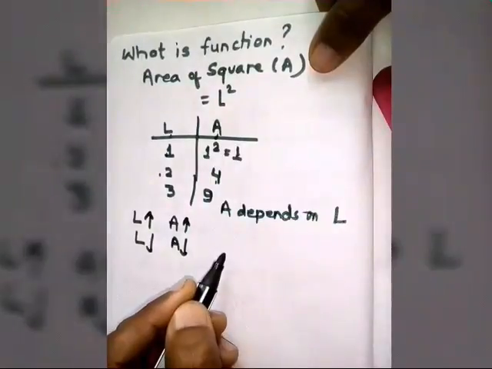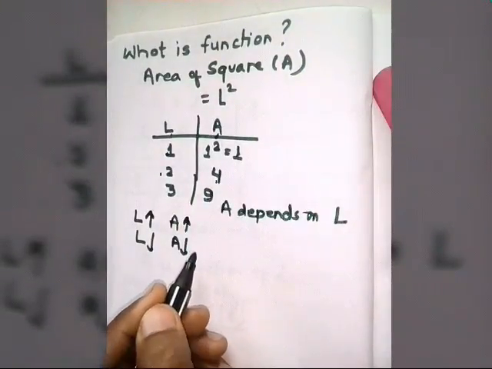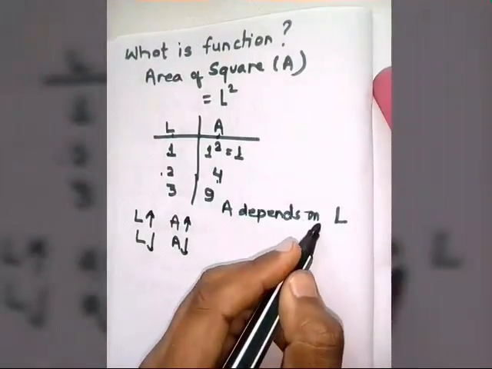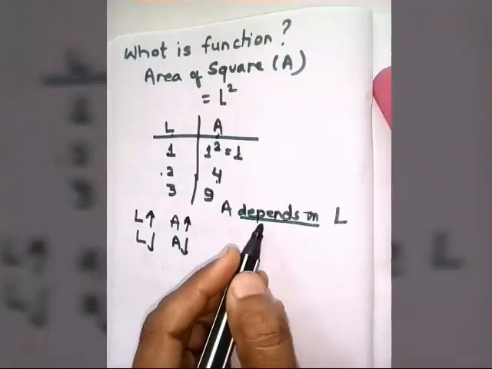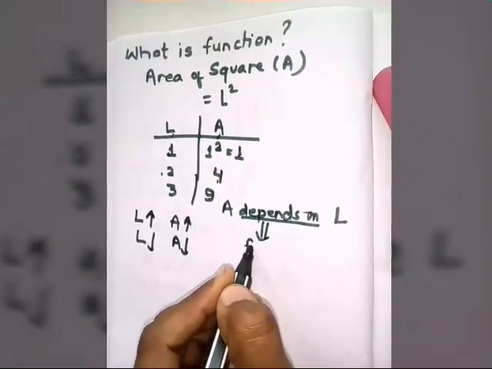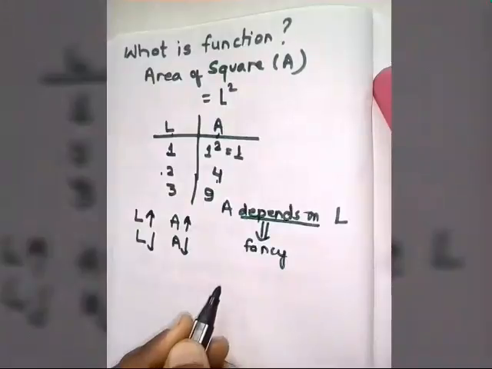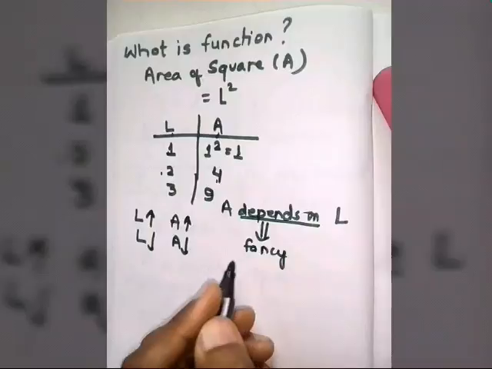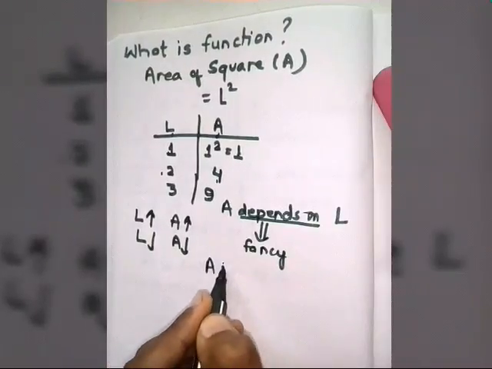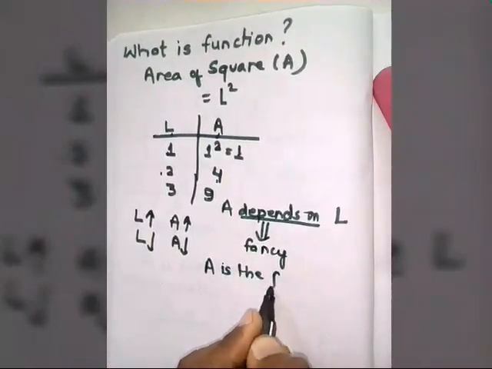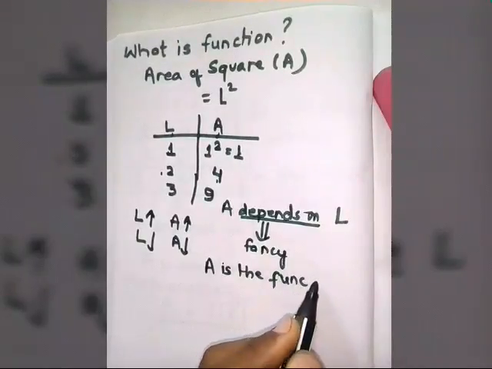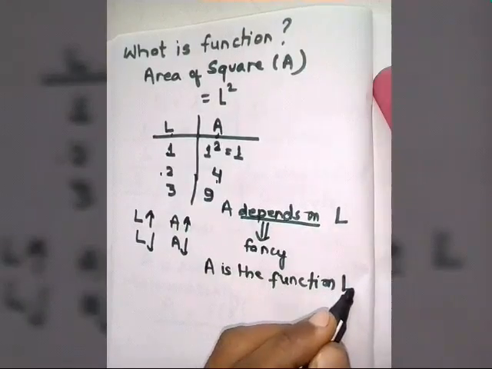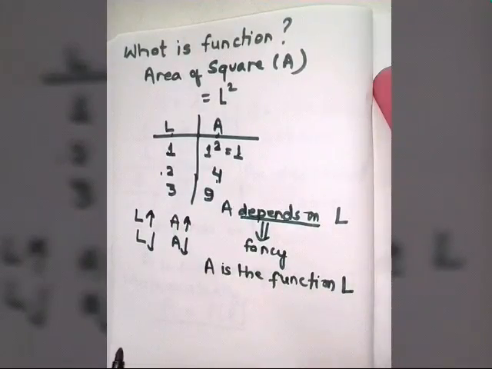Now see, mathematicians are the people living in the fancy world. They like a very unique kind of terms. They want to have their own rules and own kind of words. So instead of using this word depend on, they use a fancy term, okay, a fancy word, and the same statement can be said in this way. So A is the function of L. Okay, A is the function of L.